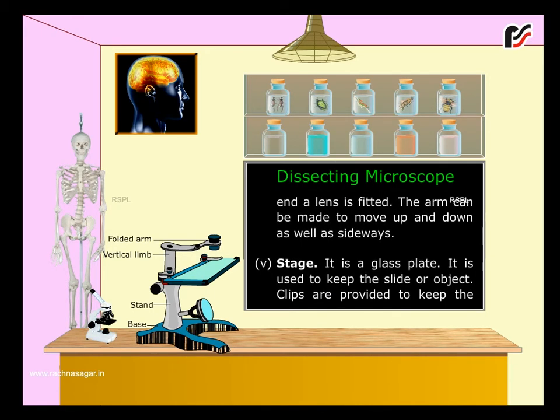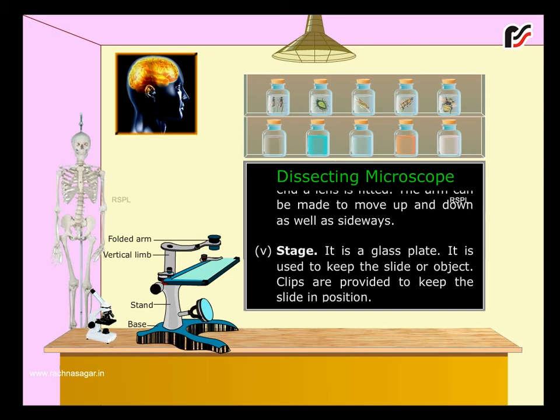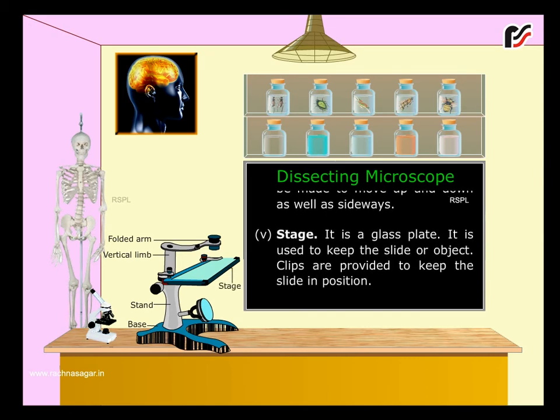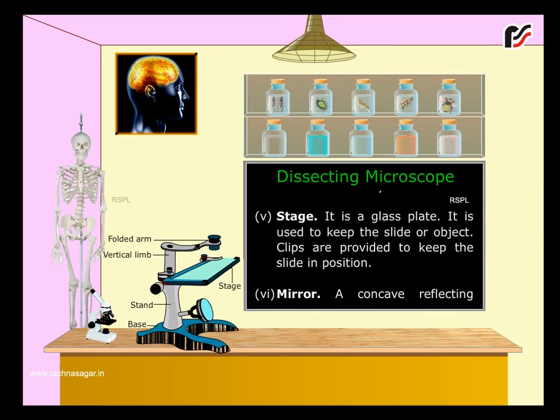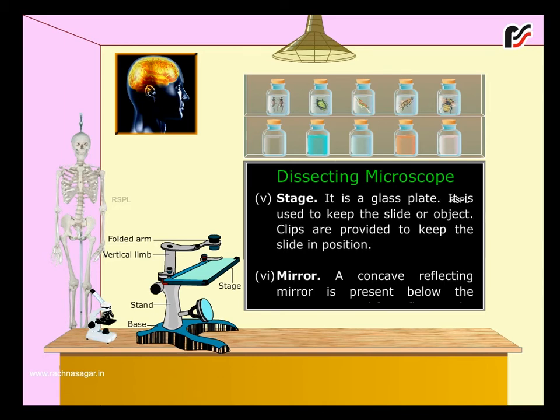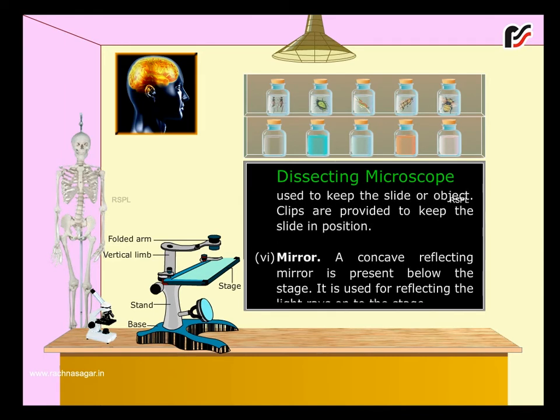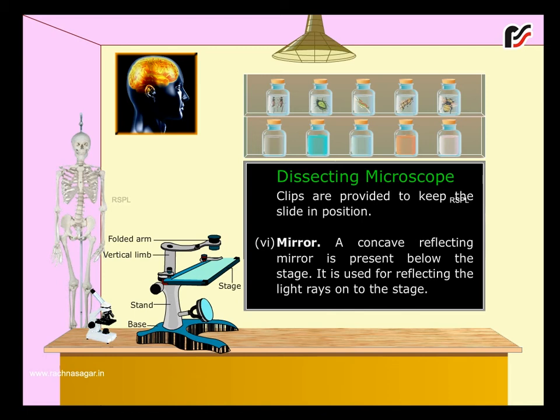The arm can be made to move up and down as well as sideways. Stage. It is a glass plate. It is used to keep the slide or object. Clips are provided to keep the slide in position. Mirror. A concave reflecting mirror is present below the stage. It is used for reflecting the light rays onto the stage.